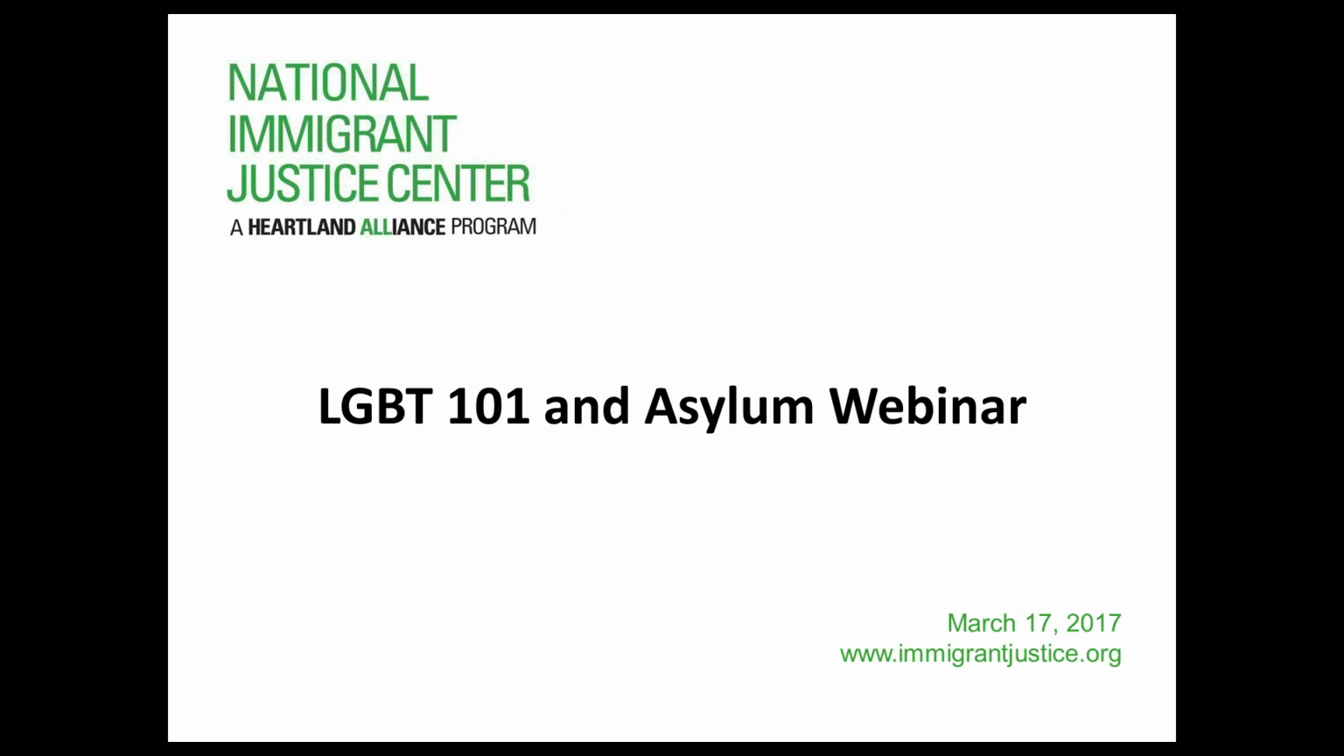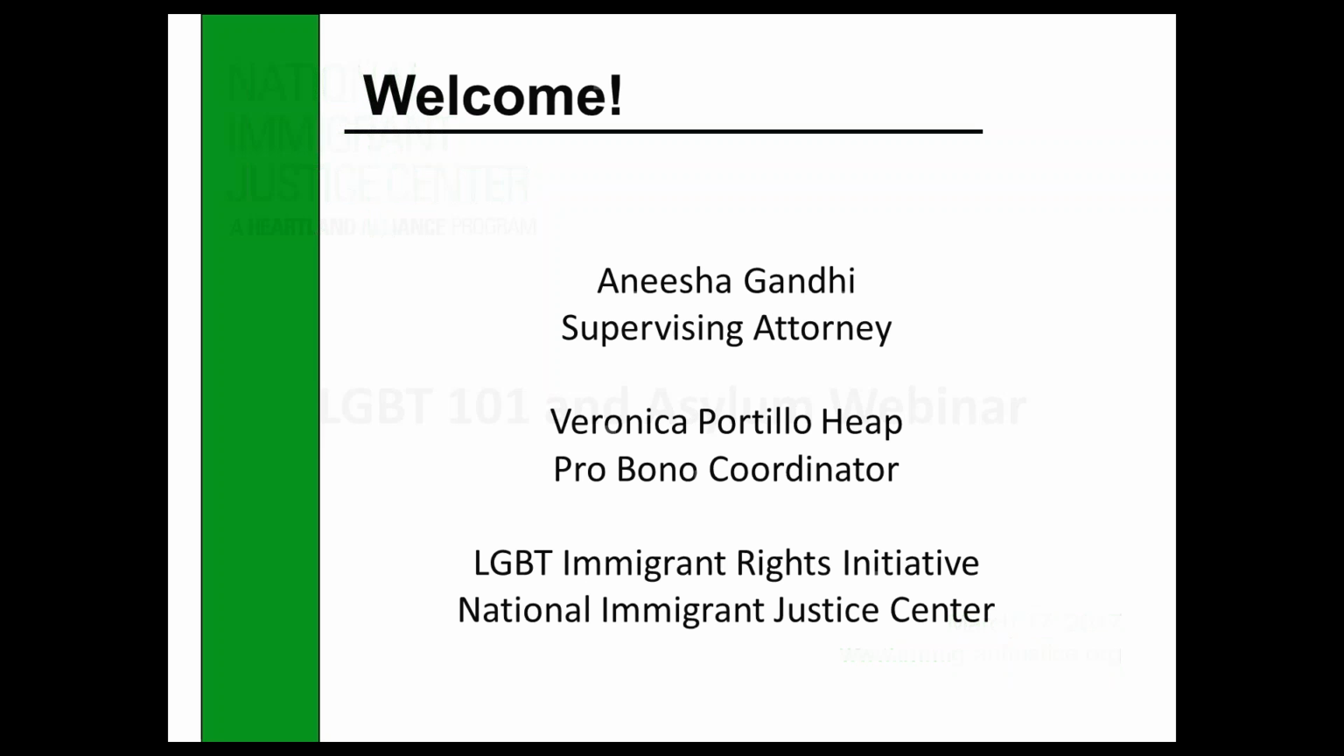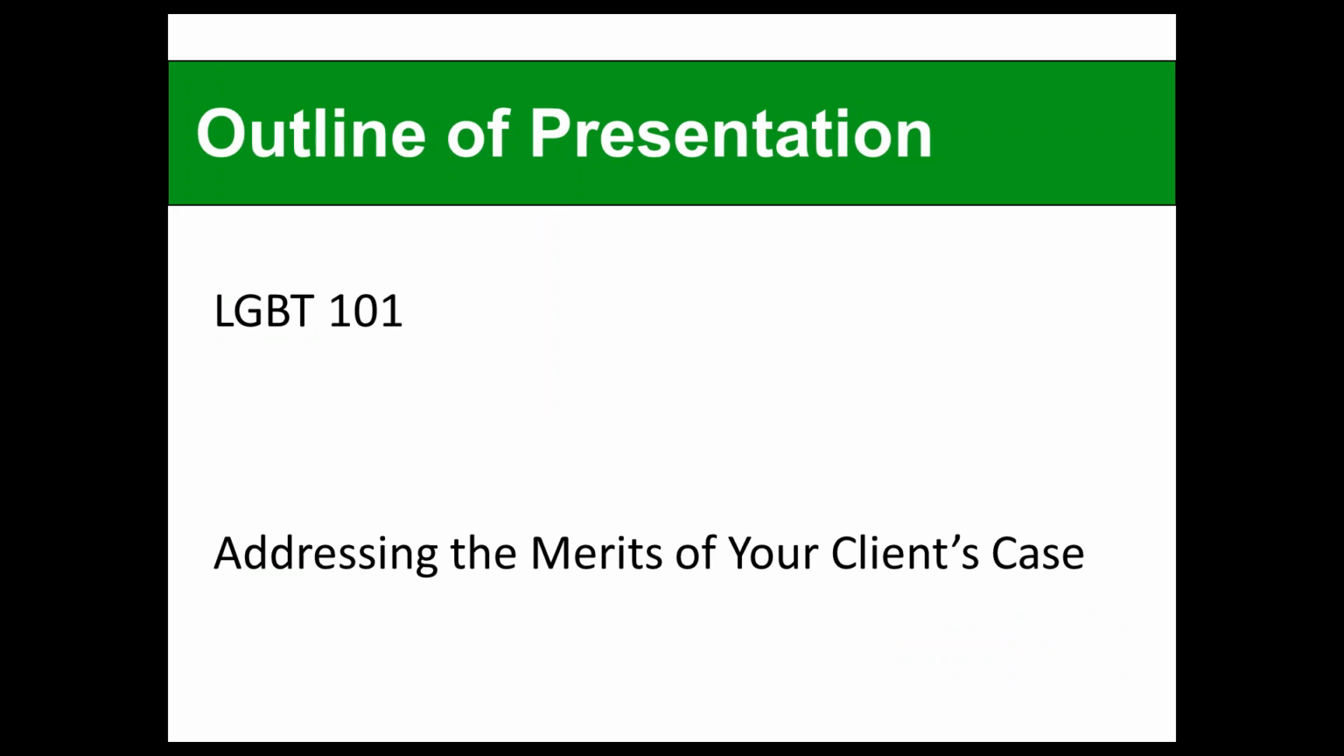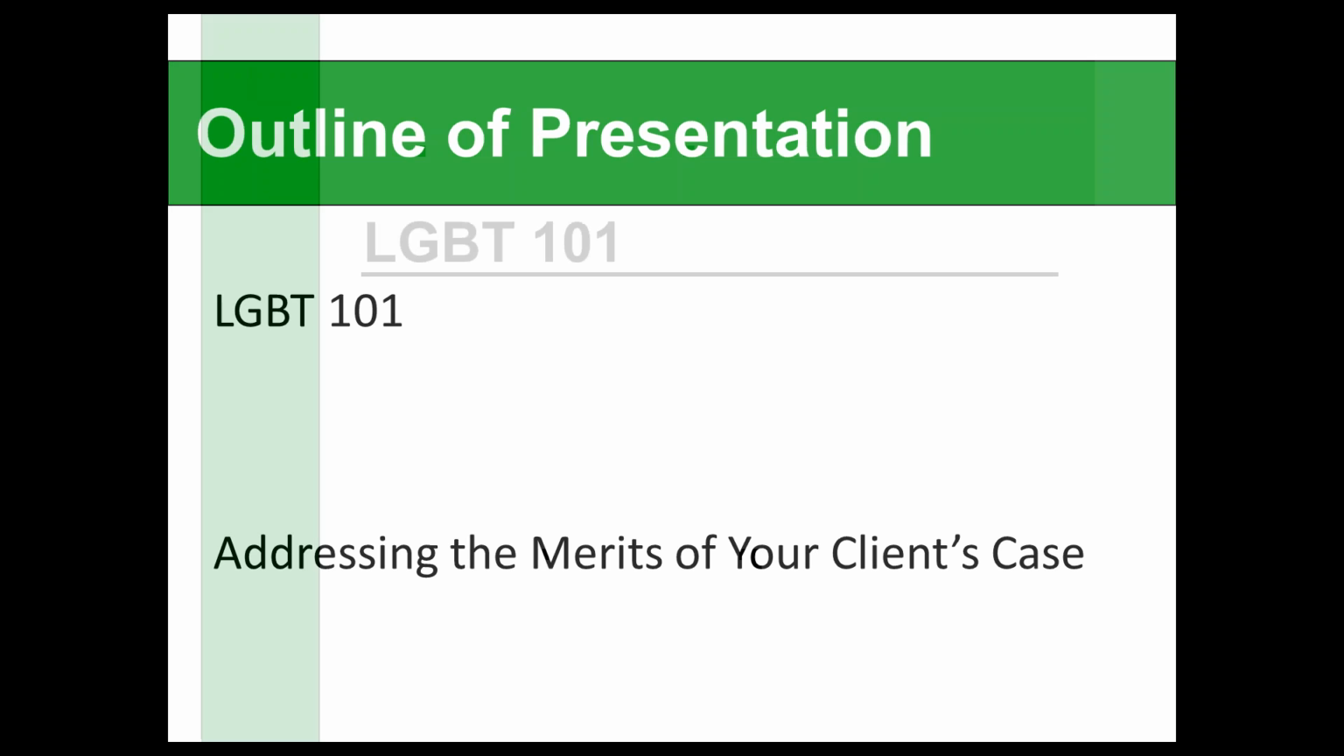NIJC's LGBT project provides legal services to detained and non-detained low-income immigrants who identify as lesbian, gay, bisexual, and transgender, and those who are living with HIV. The majority of our cases, whether they be in-house or with our PBs, are asylum cases. This presentation is broken into two parts. I'll cover the first part, which is LGBT 101, and Aneesha will cover the second part about understanding the merits of your client's asylum claim.